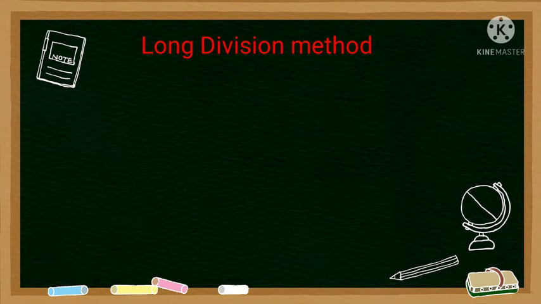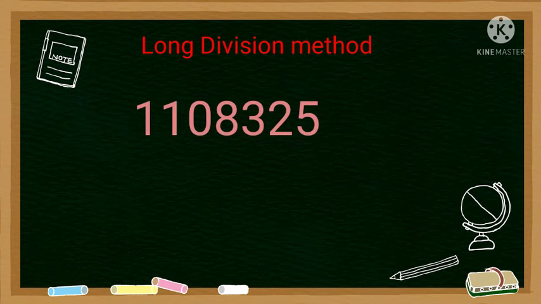Now the last topic of this video is to find the cube root of any number by the long division method. I am going to explain to you the long division method with the help of an example. Since this method is very complex and time consuming, go through each step carefully. We are going to find the cube root of the number 1,108,325. Step 1 is to make triplets of digits of the given number starting from the right hand side.